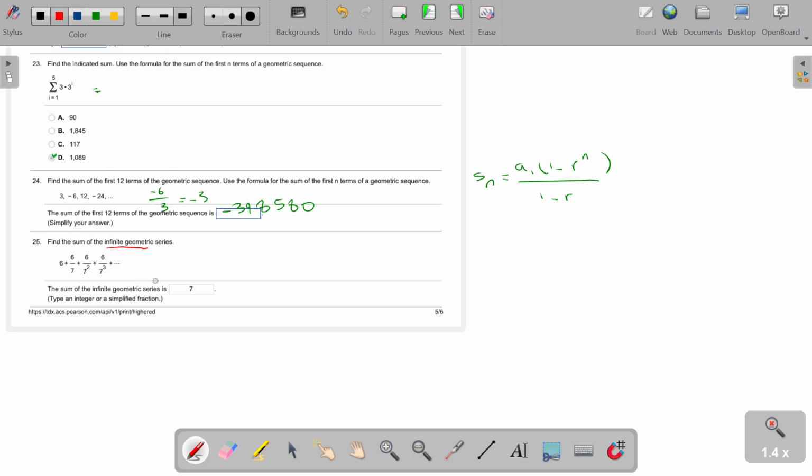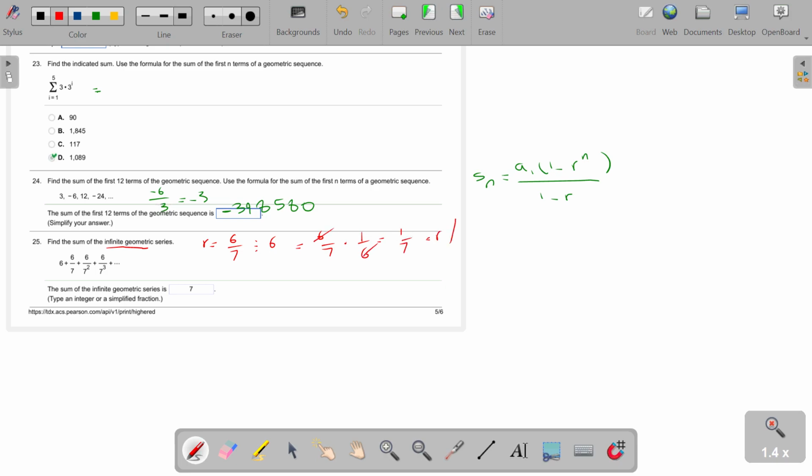First of all, we need to find the R value here. What is the R value? Divide each term by the previous one. So 6 over 7 divided by 6 will be, I can do keep, change, flip: 6 over 7 times 1 over 6. So keep the first one, change the division to multiplication, and flip the next one. The 6 and 6 cancel, and 1 over 7 is my R value.